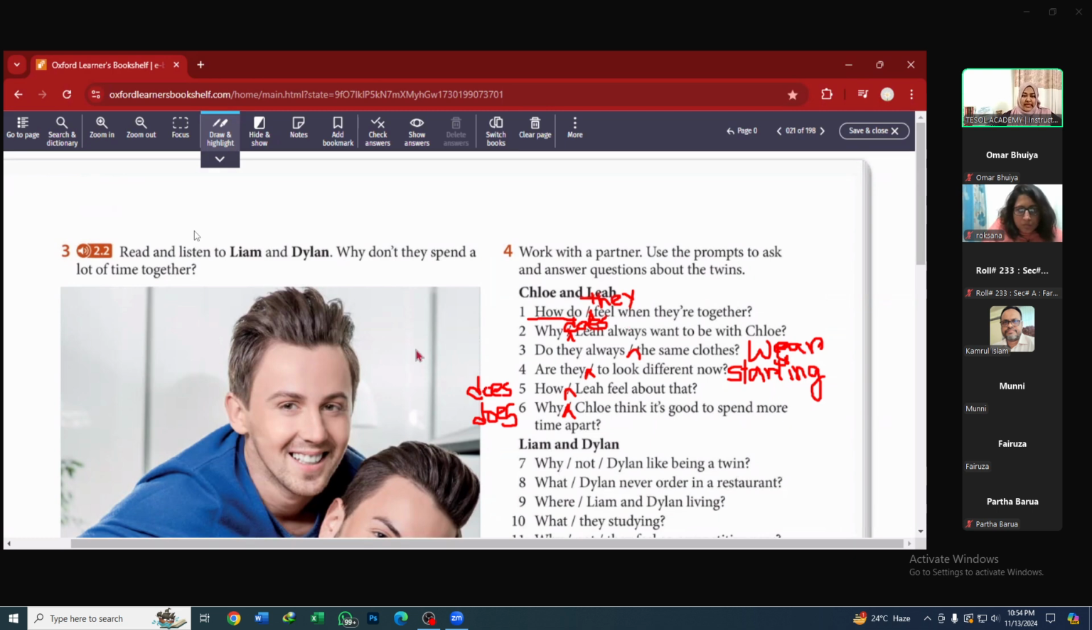Okay, number three. Do they always wear the same clothes? Mr. Farooq is gone, no problem. Mr. Partho, do they always wear the same clothes? Yes, ma'am. They always wear the same clothes. Very good, very good. Thank you so much.